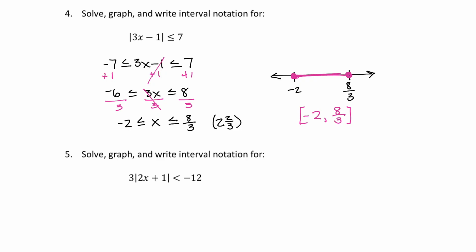Okay, next one, number 5. You don't have the absolute value isolated yet. We've got to get rid of this 3. But that negative still should be a flag, right? Okay, I'm going to divide by 3. 3's cancel. We get absolute value of 2x plus 1 is less than negative 4, which it can't be. You're done. Okay, again, let's say you don't recognize that.